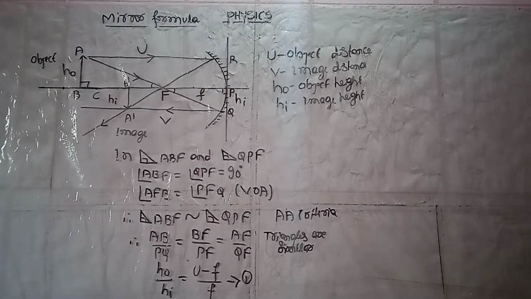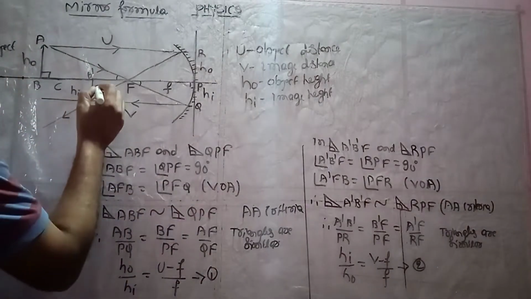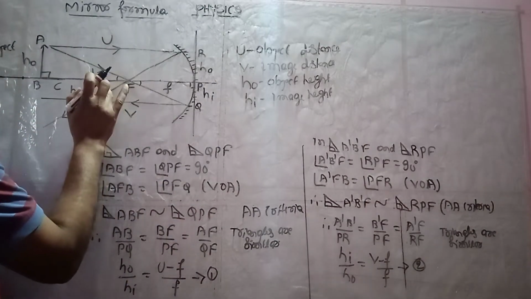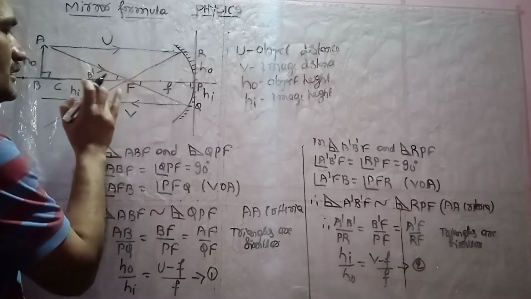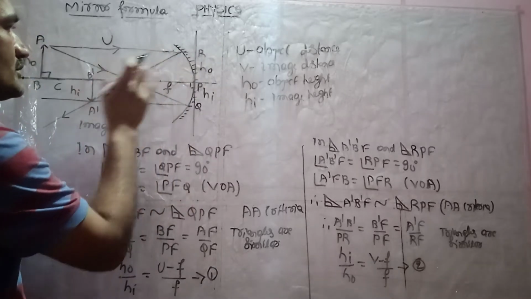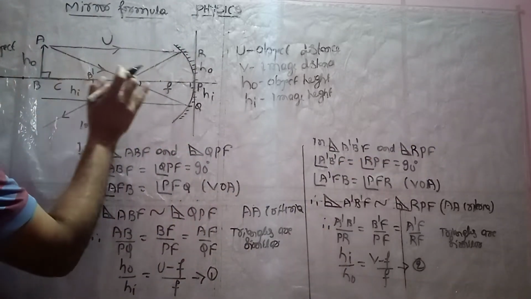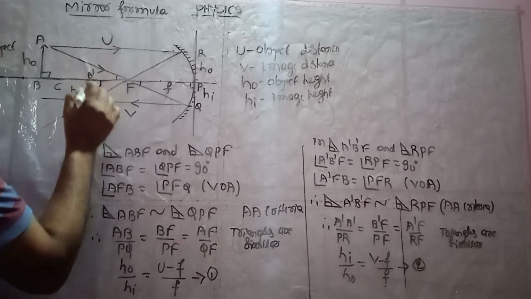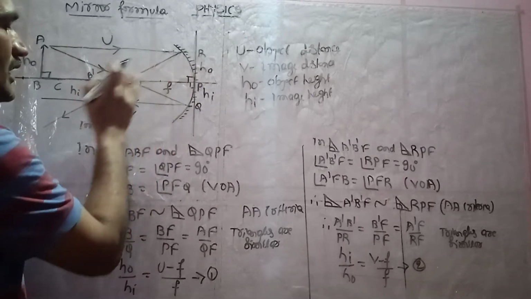So try to understand the concept clearly. Now, dear student, we can consider two more right angle triangles: A dash B dash F, and here RPF. In A dash B dash F we get 90 degrees, and this also is 90 degrees, perpendicular. So this angle is equal to this angle in these two triangles.